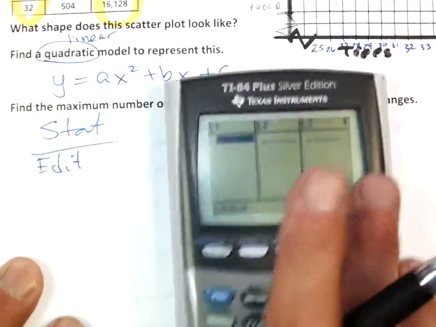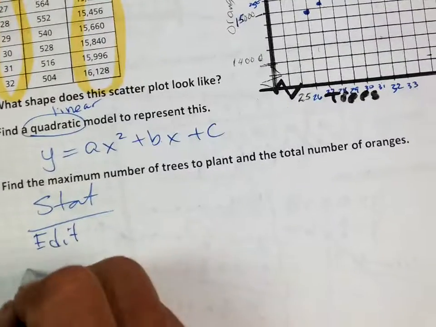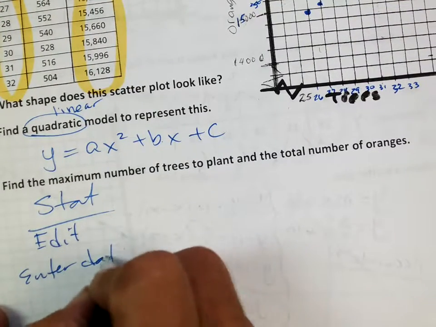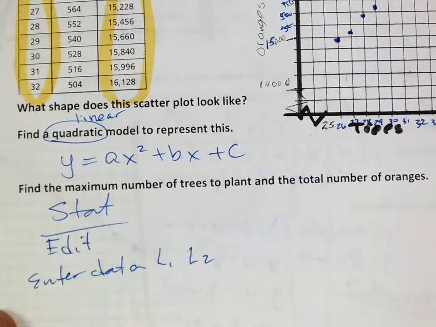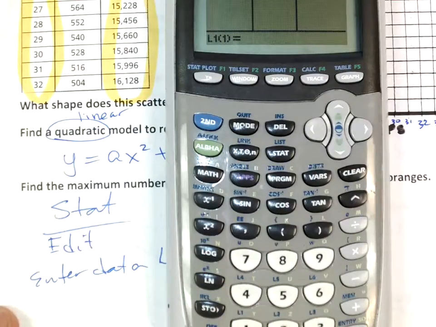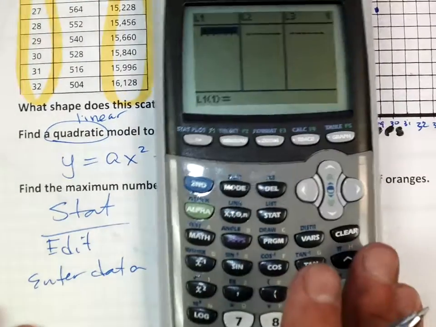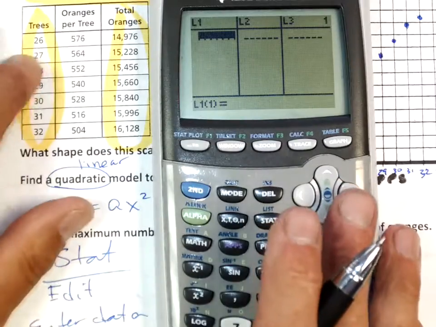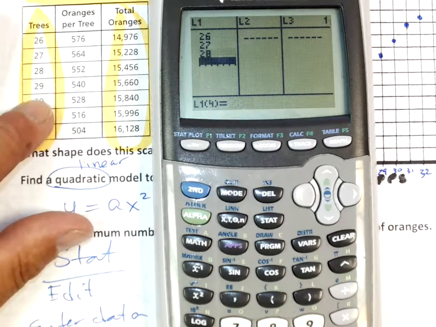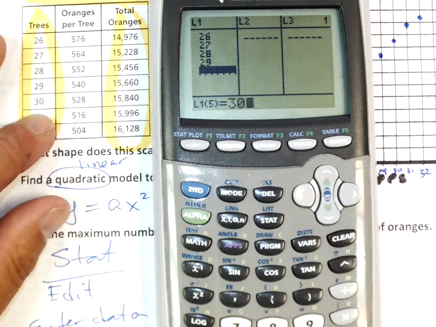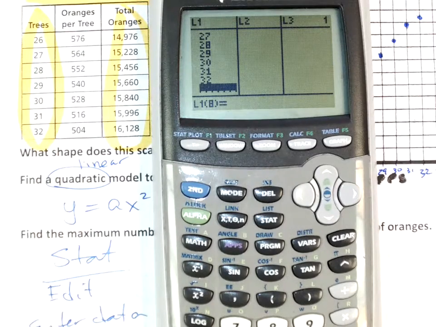Okay, so now I got to enter some data. So I'm going to enter data. And I'm going to do list 1, list 2, right? List 1, we do trees and oranges. Okay, so then we're going to put in 26, 27, 28, 29, 30, 31, 32. How am I doing? Okay, good so far, right?